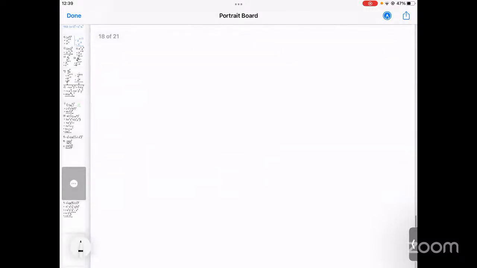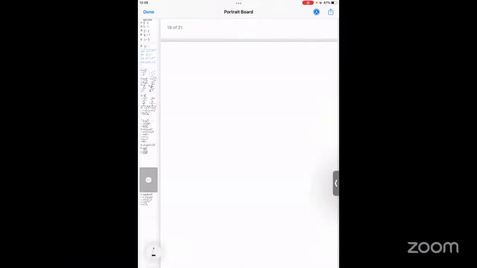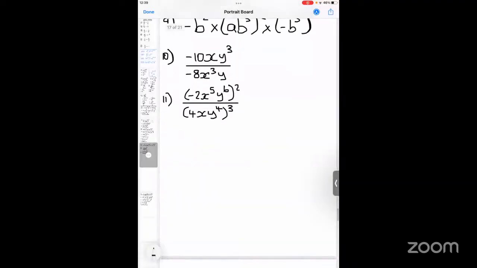Maybe let me rotate this so that I can see what I've rotated up there. Oh, it won't rotate unless I do this. Okay. Okay, no, then it's fine.